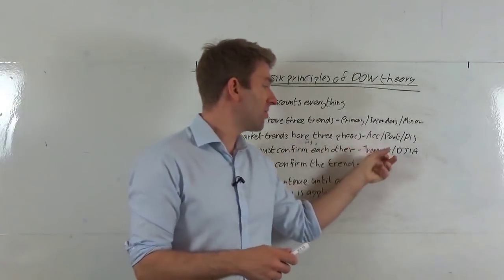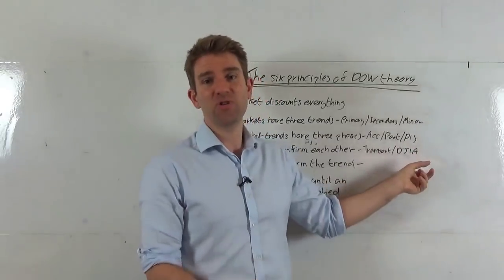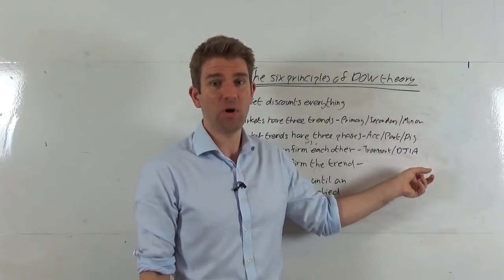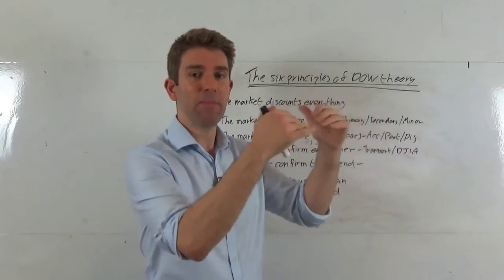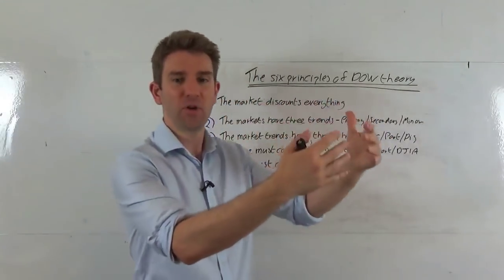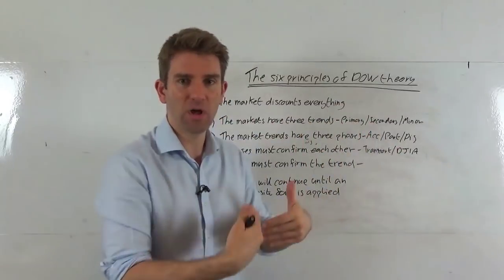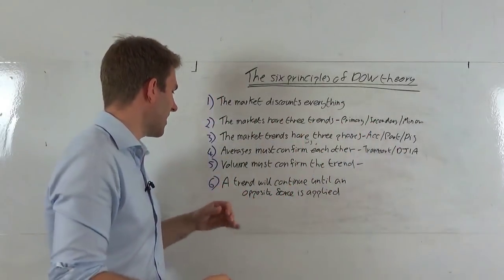He'd say, hey, when the transport was at a new high, the Dow Jones industrial average has to be at a new high. He didn't say necessarily they have to move in sync, but when there's a new high, they both have to agree with each other and both be going to a new 52-week high, whatever it is, or new low. So that was where he was coming from with that.